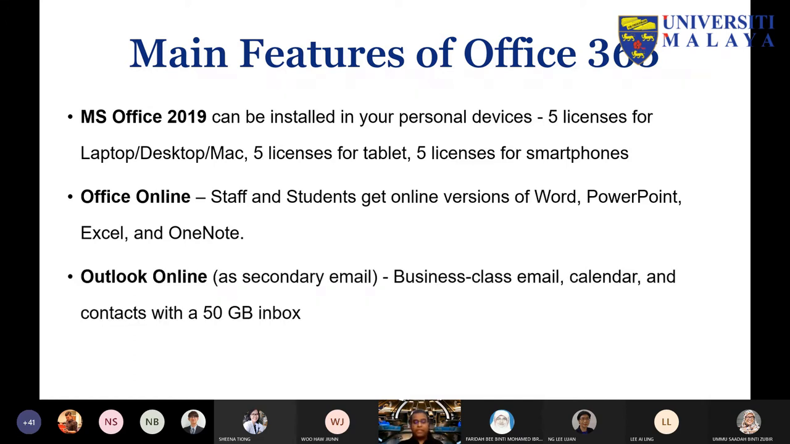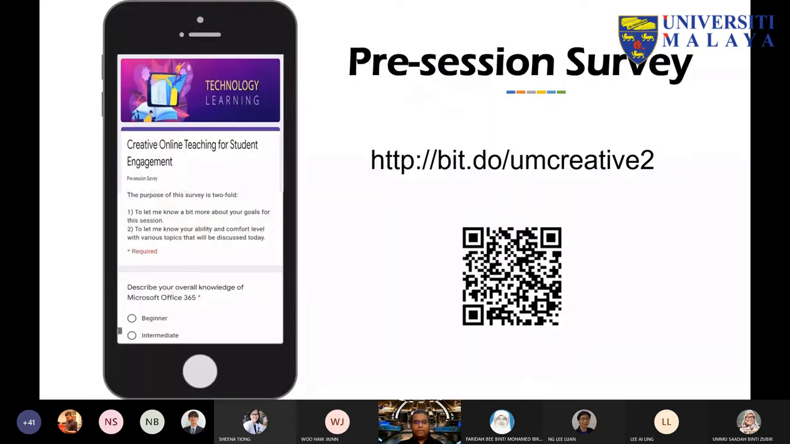You also have access to Outlook Online. Outlook Online is an email that we use, but in UM we don't really use it because we have our own UM Mail, which is based on a Google platform. So we don't really use Outlook Online, but you have access. If you want to click Outlook Online, you can click here. Okay.